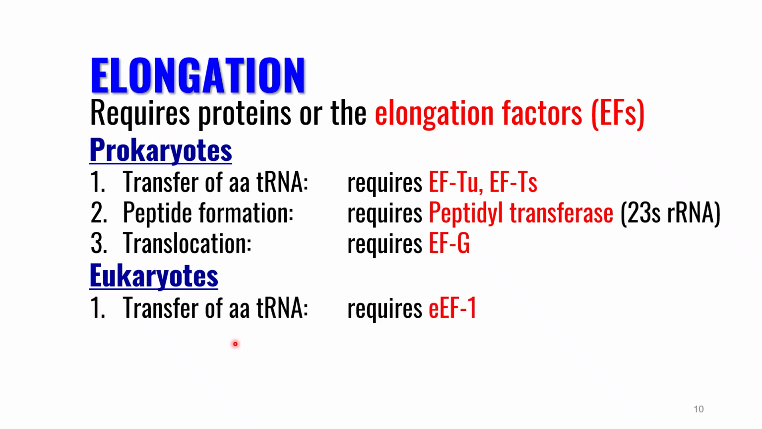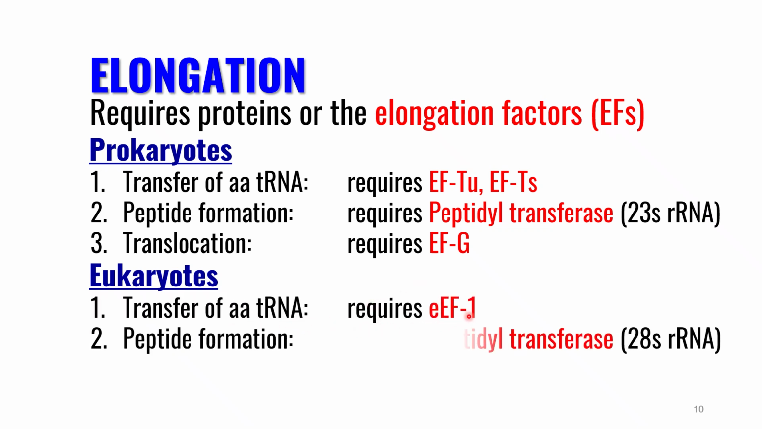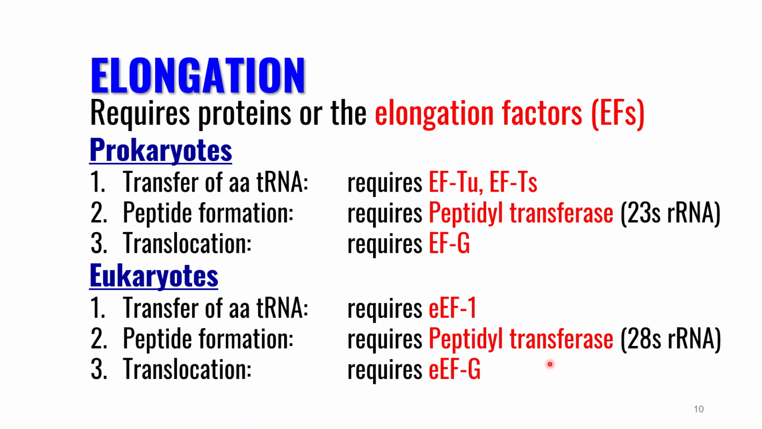Similarly, in eukaryotes, transfer of amino acid tRNA requires eukaryotic elongation factor 1. Peptide bond formation requires the peptidyl transferase ribosome activity of 28S ribosomal RNA, and translocation requires eukaryotic elongation factor 2 or translocase, which is an energy dependent step.